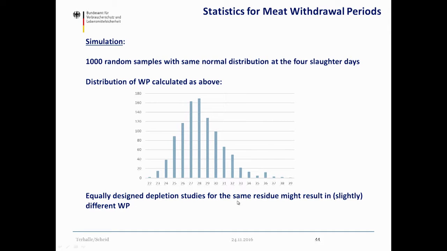So equally designed studies for the same residue might result in different withdrawal times. Coming back to the discussion this morning, that's why it's ridiculous for me to say they have a second study that shows a lower withdrawal time. They all belong to the distribution of the withdrawal times for the same product and for the same study setup. It's not actually that the product is better or leading to a shorter withdrawal time. It's just statistical variability, and you can see it from this slide very perfectly. There's a huge variation even for the same study setup.